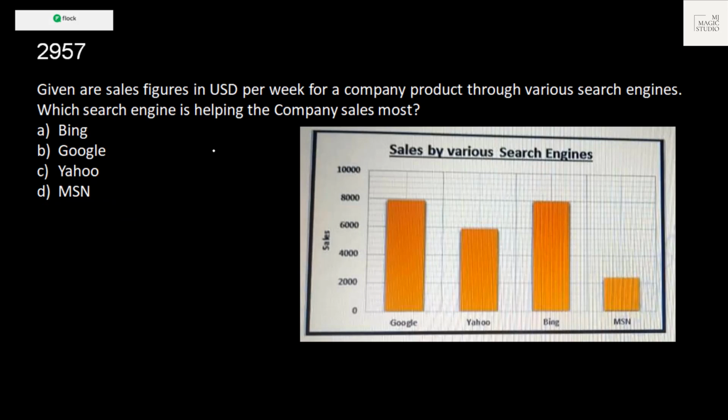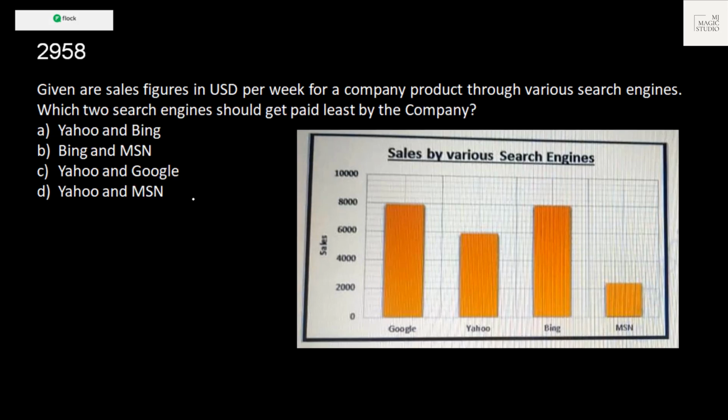Given our sales figure in USD per week of a company product through various search engines, which search engine is helping the company sales most? Google or Bing? Bing, as we can see, is on the higher side than Google. It should be Bing. Let's check the next one.